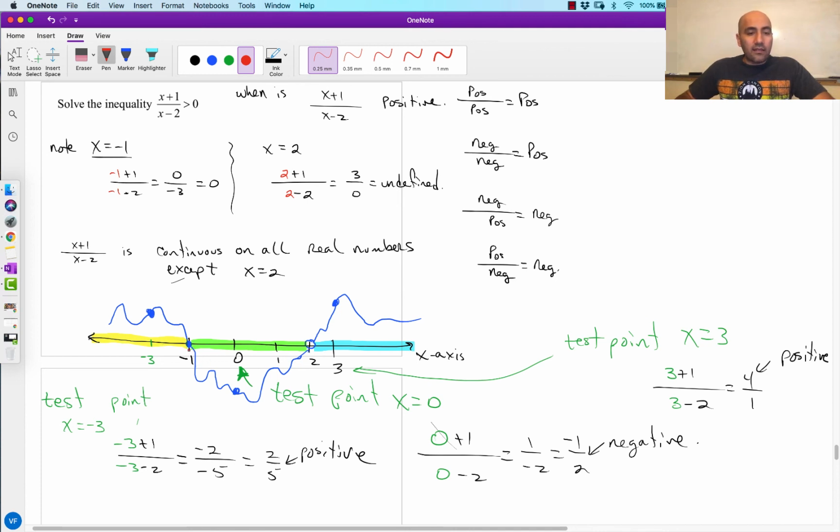So I know that the function is 0 here and undefined there. So I put a 0 with a slash. Undefined there and 0 there. And I know that the function must be positive on this side, and that the function must be negative on this side. And I know that the function must be positive on this side. So that's what we discovered. Okay? Our outputs will be positive to the left of negative 1. It will be negative between negative 1 and positive 2. And the function will be positive for values that are greater than 2.